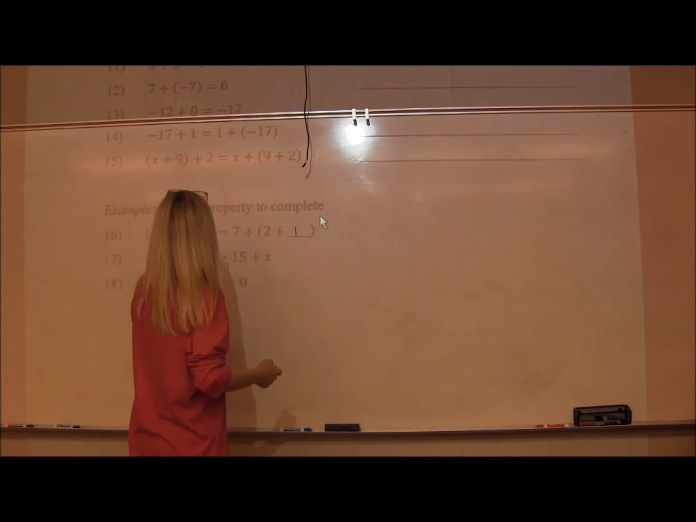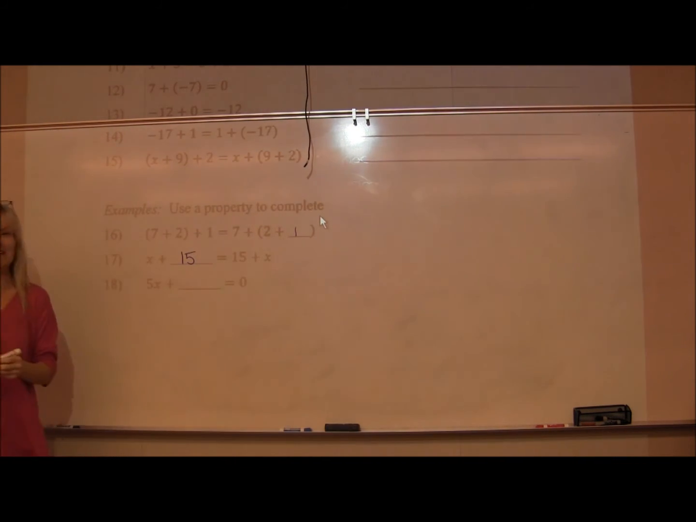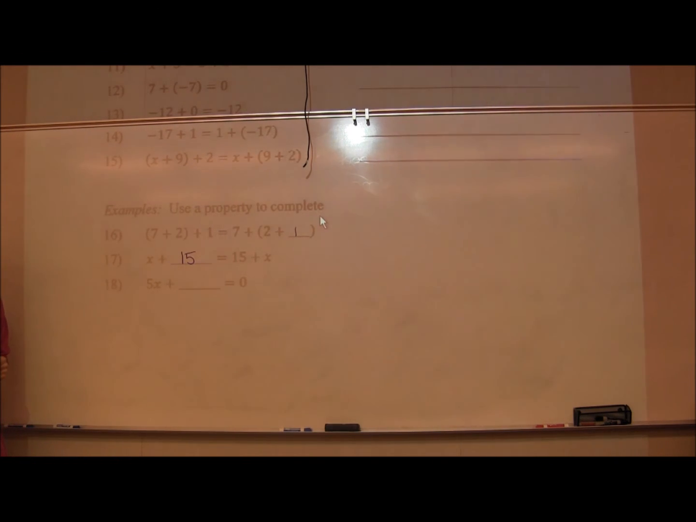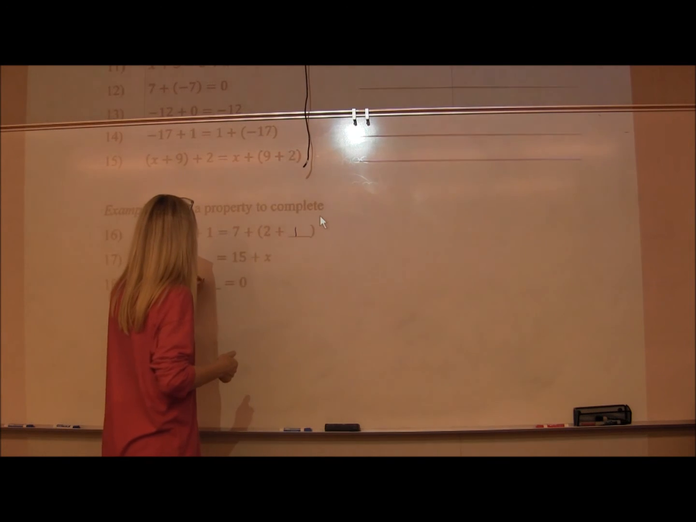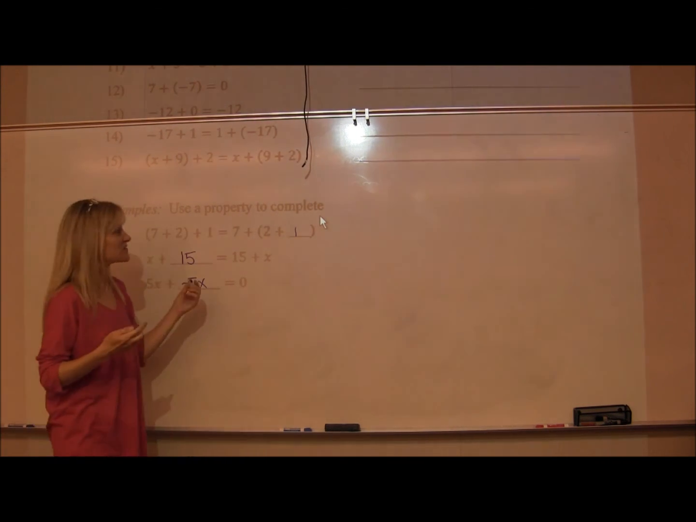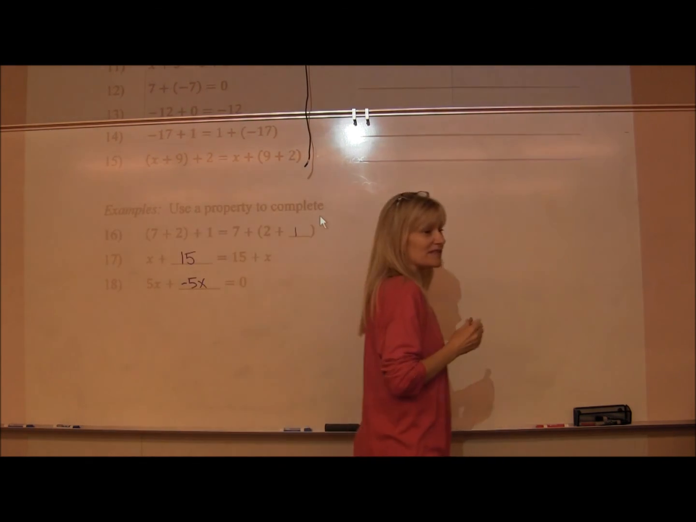Okay, x plus what is the same thing as 15 plus x? This is easier than the other, isn't it? But what property is that? Commutative. Good. Okay, 5x plus what is 0? Negative 5x. And what property is that? The addition property of opposites or the inverse property. So that's great.